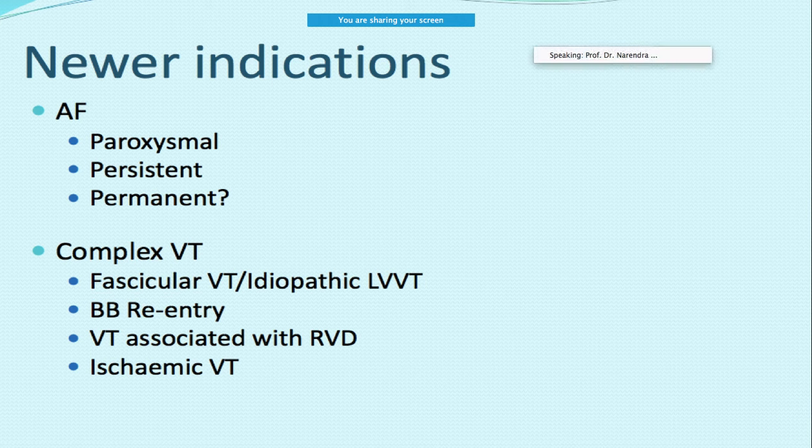But other than that, there are plenty of new indications as well in which you must do an EP study. For example, if the patient has atrial fibrillation, let it be any type, paroxysmal, persistent, permanent. For permanent, it can be a little less indicated, because it has been shown that even 5% of AF patients can have some SVTs. Similarly, complex VT patients, because you will be able to know its mechanism. Is it associated with RV dysfunction? There's ischemic VT, fascicular VT, or bundle branch reentry VT as well.